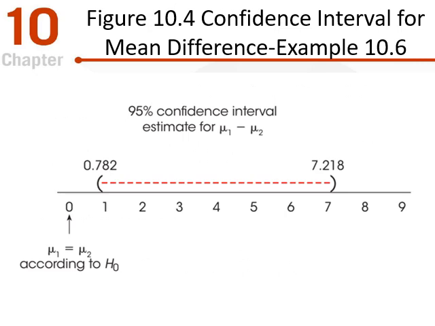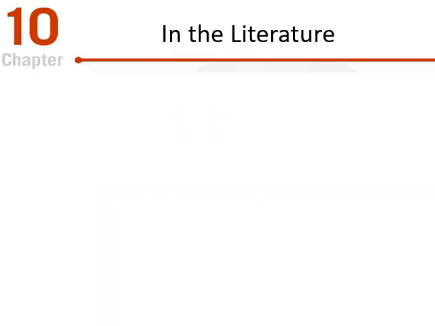So here's an example. You can look at this example. It's example 10.6 in your textbook. Here's a 95% confidence interval for mean 1 minus mean 2 of the population. It goes from 0.782 up to 7.218. Notice that it does not cover 0. This is where the null hypothesis would be, where mean 1 equals mean 2. So in this case, mean 1 does not equal mean 2. 0 is not included, so it is significant.